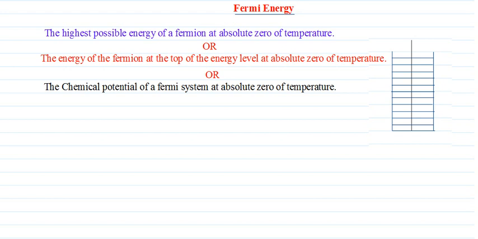So at absolute zero, the minimum theoretical value of temperature, all energy levels up to a certain value of energy will be completely filled by fermions, and the levels above this particular energy value will be completely empty. And that situation defines what is known as the Fermi energy of a system of any number of particles.